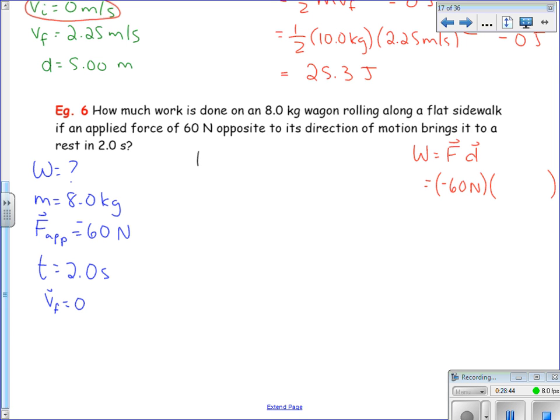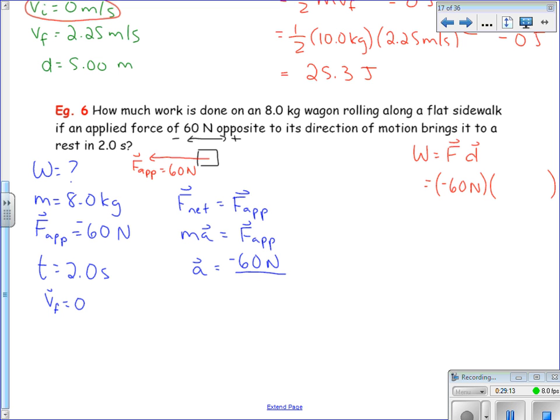So if we draw a free body diagram, and we make forward positive and backward negative, we have a force acting on that object backwards. That F applied is backwards, it's 60 newtons. So what that means is F net equals F applied. So mass times acceleration equals F applied, and acceleration is equal to negative 60 newtons divided by the mass of 8 kilograms. So that gives us an acceleration of negative 7.5 meters per second squared.